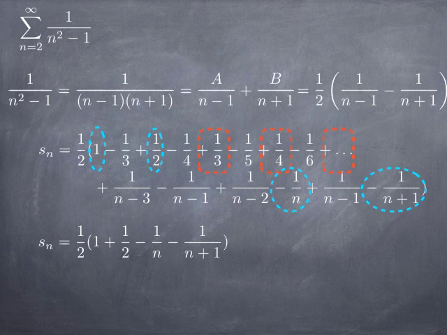So with this expression, we can easily calculate the limit of Sn by letting n go to infinity. Then 1 over n goes to 0, 1 over n plus 1 goes to 0, and therefore the parenthesis goes to 1 plus 1/2, which is 3/2. When we multiply by 1/2, we get 3/4. So the limit of the sequence of partial sums is 3/4, and that is the sum of our series. So we have again an exact sum for this convergent series.